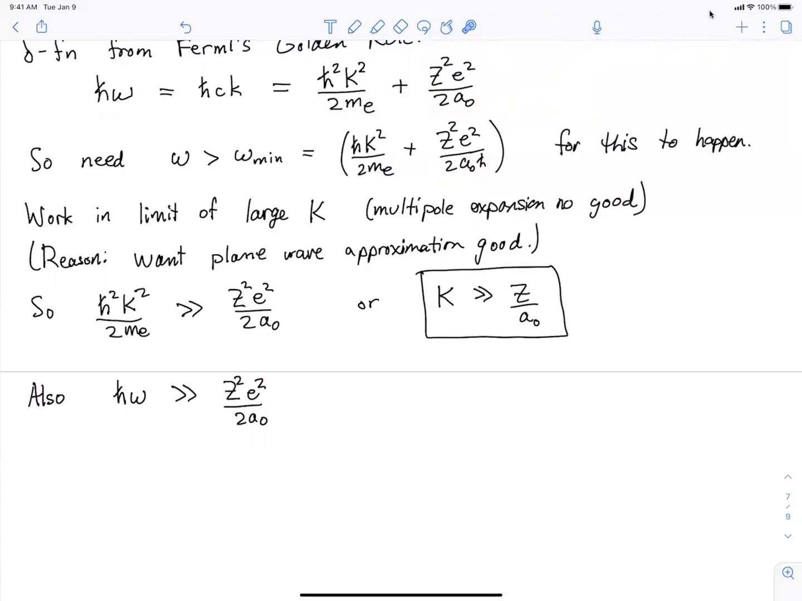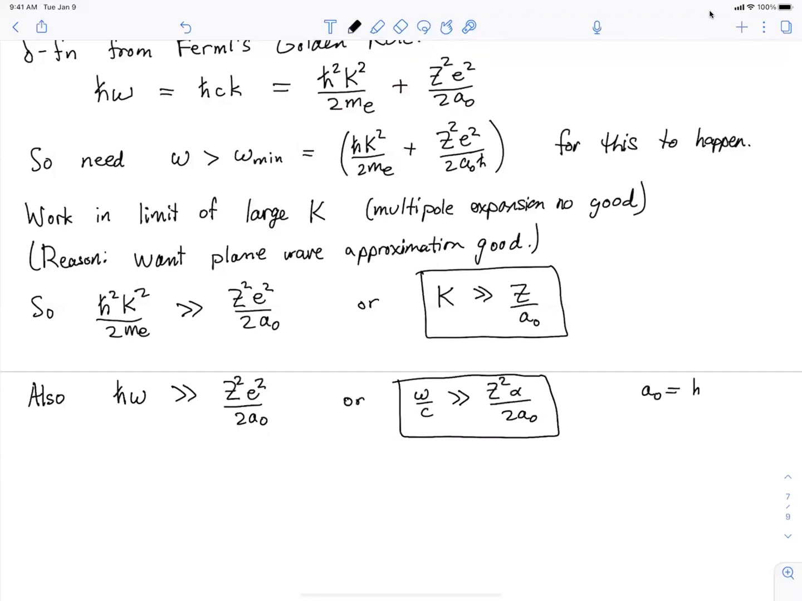Okay, and we can rewrite that as omega over c much, much larger than z squared times the fine structure constant over 2 Bohr radius. So here I'm doing some rearranging of variables. Just as a reminder, the Bohr radius is h bar squared over the mass times e squared, and the fine structure constant is e squared over h bar c. So I'm using that to rearrange the constants.